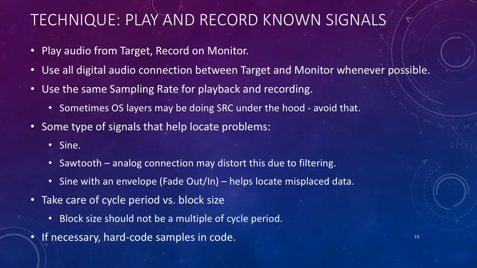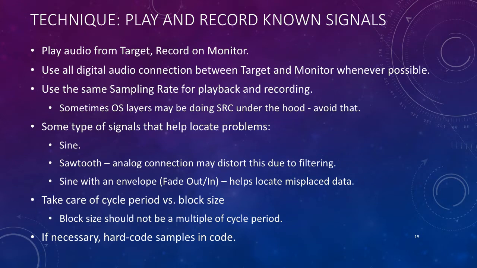So one of the techniques we can use to overcome this is, again, to use two machines. It doesn't have to be a Mac. It can be a Mac or a PC or anything. You play audio from the target on which you have the code that you want to investigate, and you record the audio on a separate machine. It's preferable to use an all-digital audio connection between the target and monitor whenever possible, and of course to use the same sampling rate, because if you're using different sampling rates, you may not see what you expect. Sometimes operating system layers may be doing some sort of sample rate conversion. Make sure that's not happening if you're going to use this technique.